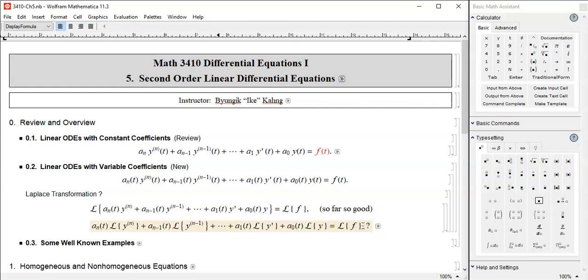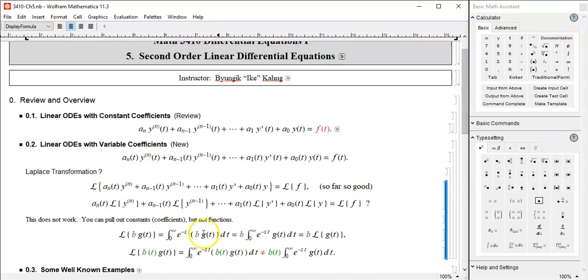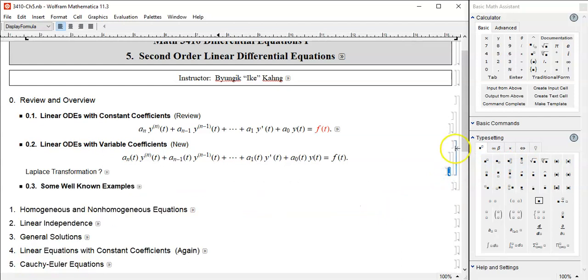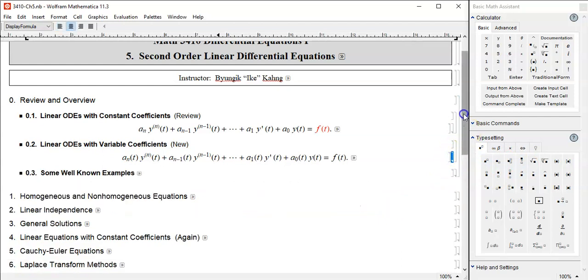Is it possible to separate the addition? Yes, you can. Laplace transform is integral, so yes, you can. But we cannot take the coefficients out. If it is a constant, we can take it out, yeah. If it is a function, no, we cannot take it out. So Laplace transform, this one doesn't work, at least in current stage. We may need some further adjustment, but at this stage it doesn't work. So we'll have to find something else to do. And that's basically what we are going to do in this chapter.